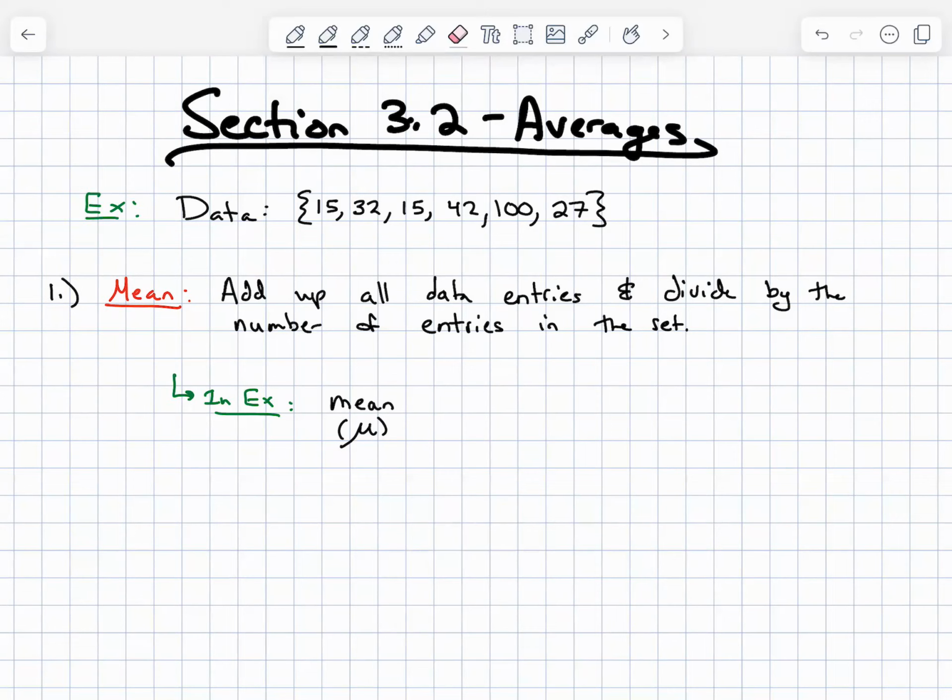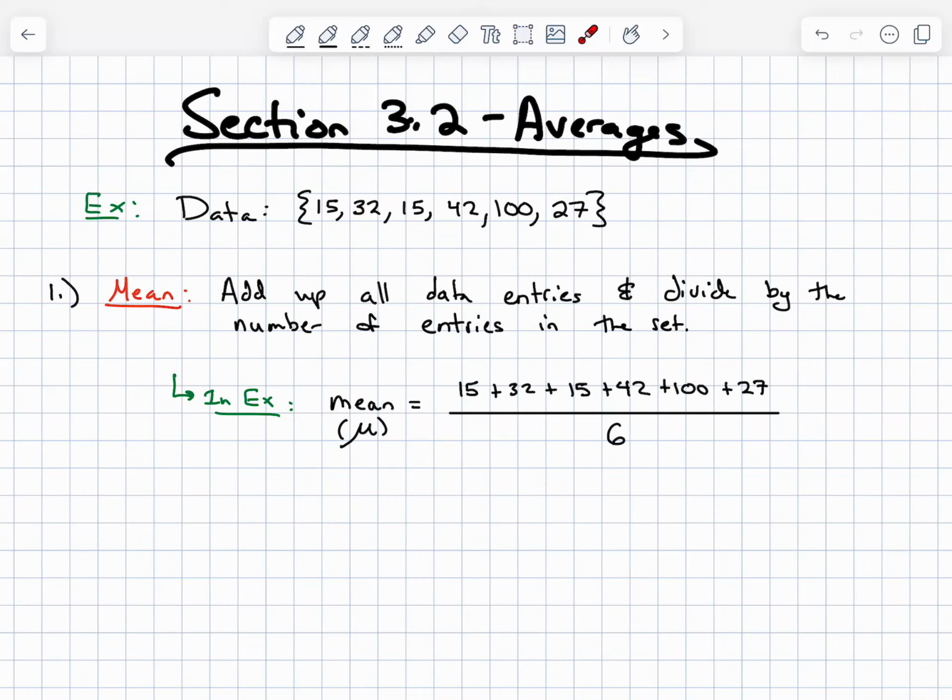And so the mean here would be, okay, 15 plus 32 plus 15 plus 42 plus 100 plus 27, all divided by 6, because there's 6 data entries. 1, 2, 3, 4, 5, 6.